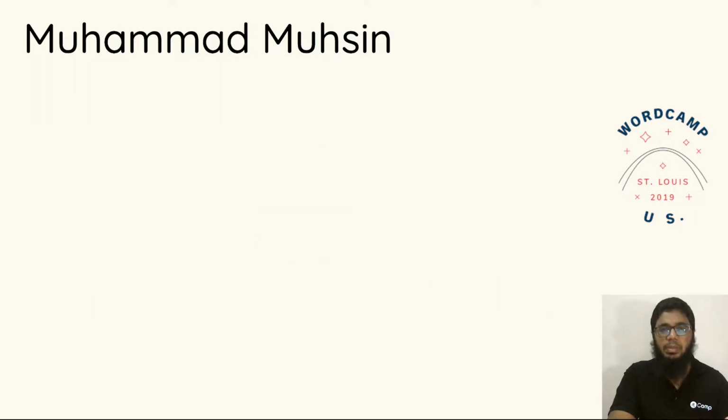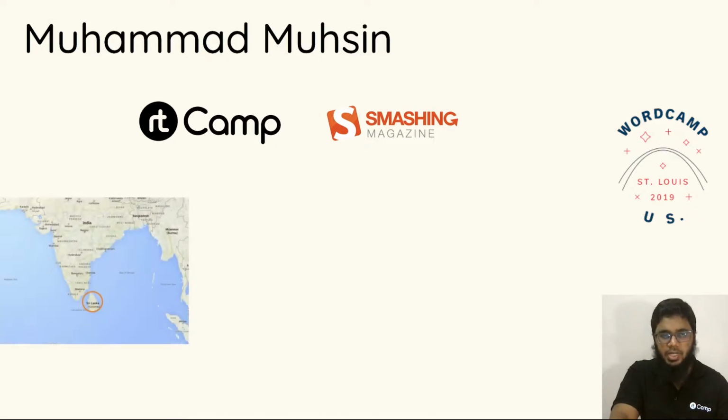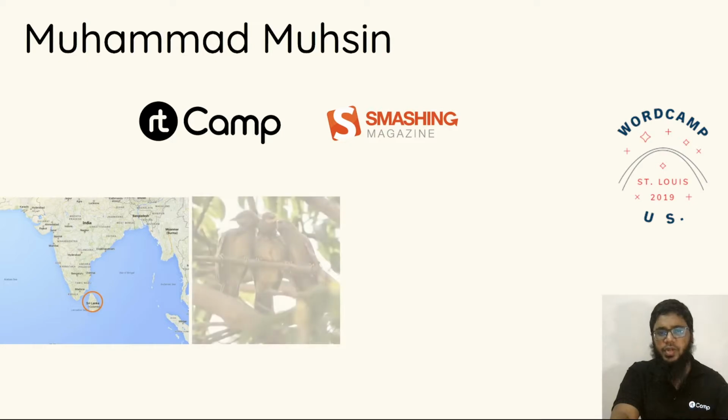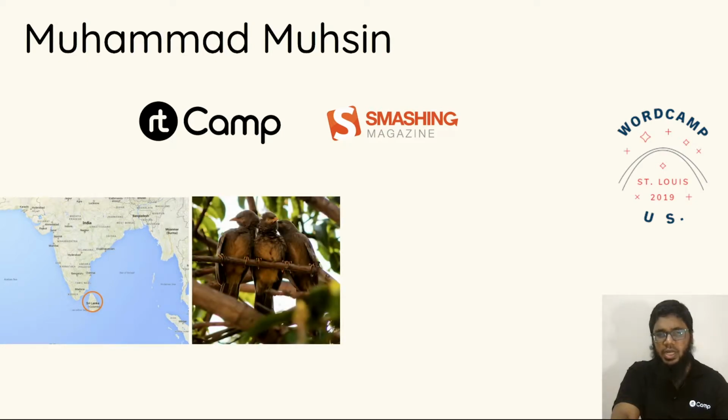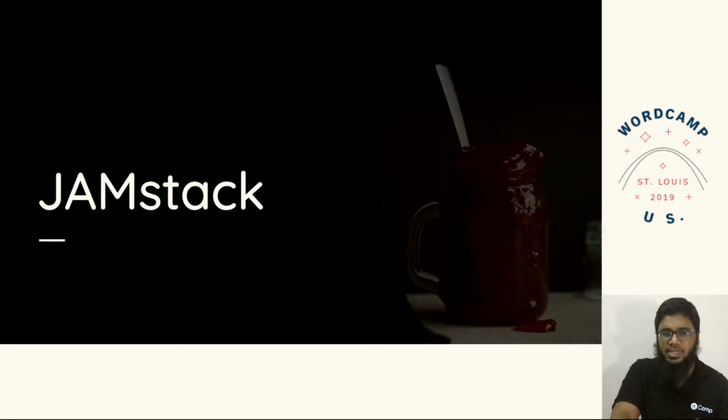My name is Muhsin and I'm a senior React developer at WordCamp, a WordPress VIP agency from Asia. I'm also an author and expert reviewer at Smashing Magazine. I come from Colombo, Sri Lanka, an island in the Indian Ocean. I love to take photographs of wildlife and nature, and I also like to travel to different places when I get the time.